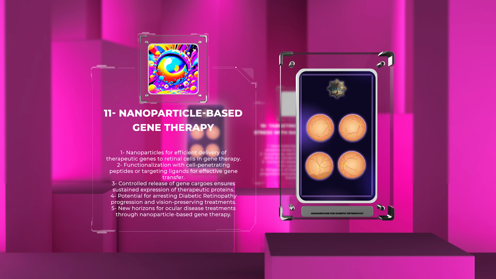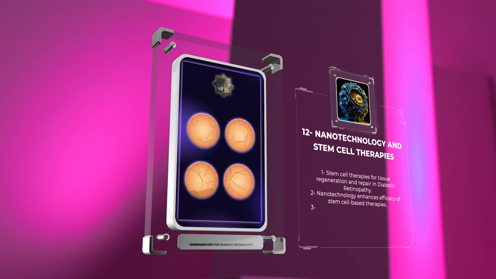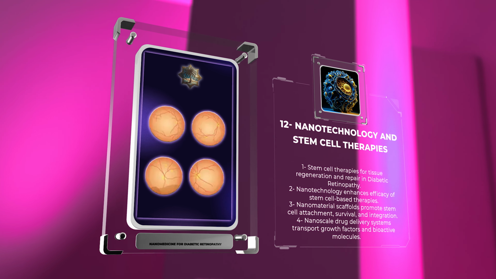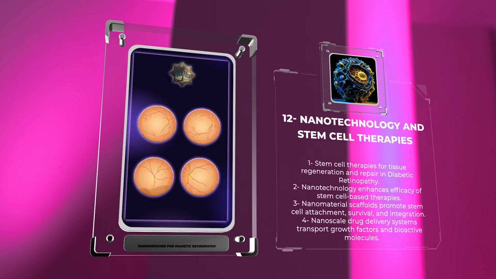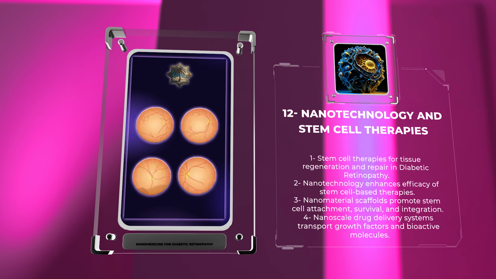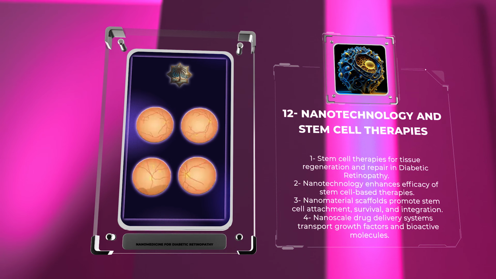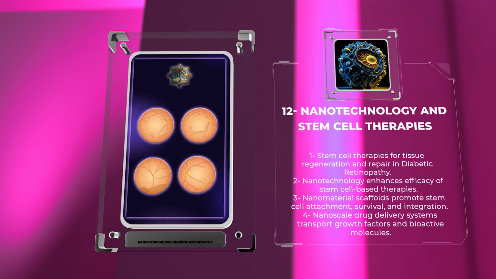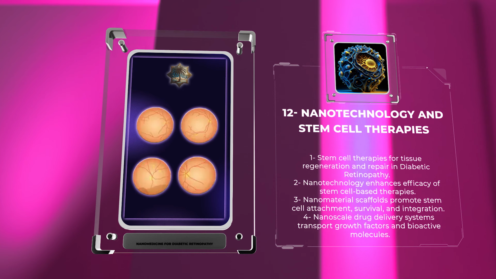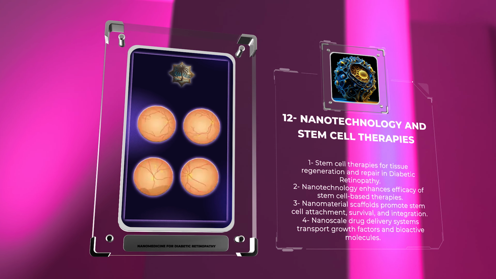Stem cell therapies offer groundbreaking opportunities for tissue regeneration and repair. In the context of diabetic retinopathy, stem cells have the potential to restore damaged retinal tissue and preserve visual function. Nanotechnology plays a critical role in supporting and enhancing the efficacy of stem cell-based therapies. By leveraging nanomaterials, researchers can provide scaffolding structures that mimic the native retinal environment, promoting stem cell attachment, survival, and integration. Additionally, nanoscale drug delivery systems can transport growth factors and other bioactive molecules, creating a conducive microenvironment for stem cell differentiation into functional retinal cells.